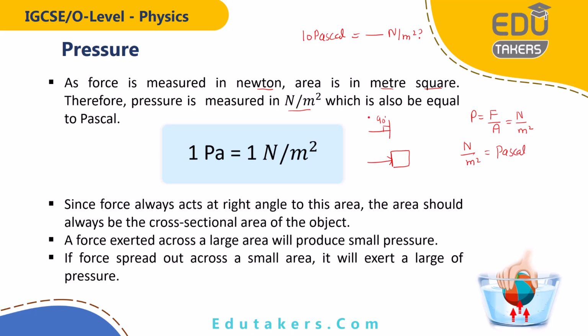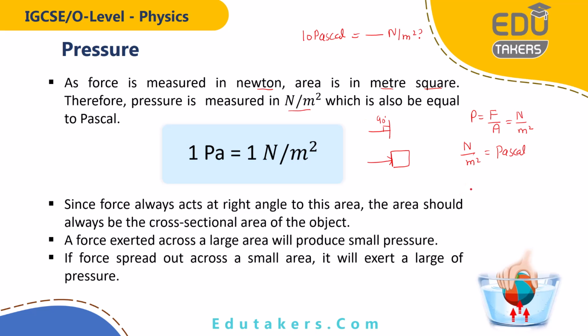It means that when you have to create the pressure, the force is always acting at right angle to the area. So as the force is always acting at right angle to the area, it should be the cross-sectional area of the object. It's not a simple area, it's the cross-sectional area of the object. So I can simply say that when you have to produce the pressure, you need to apply the force at the right angle to the surface, and here the area is the cross-sectional area.